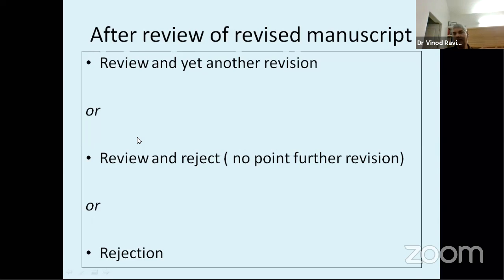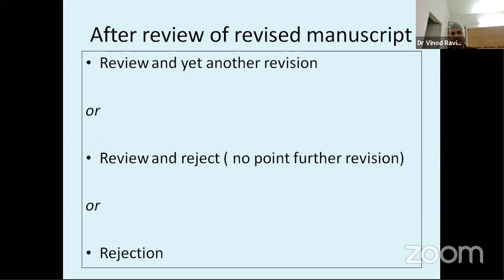So once the review has been done, what are the outcomes? Okay. One possible outcome could be that the editors send it back to the reviewers and they come back to you with further clarification and need for another revision. That is perfectly all right because your manuscript is still in the game.